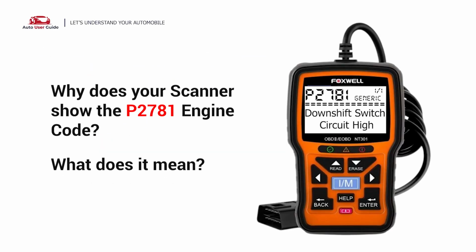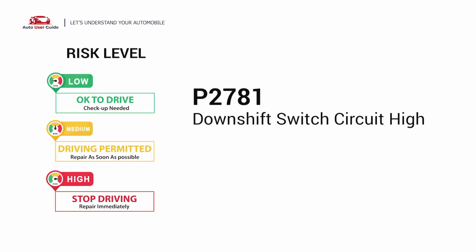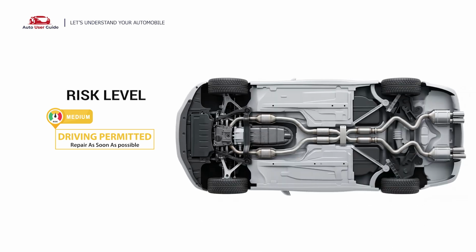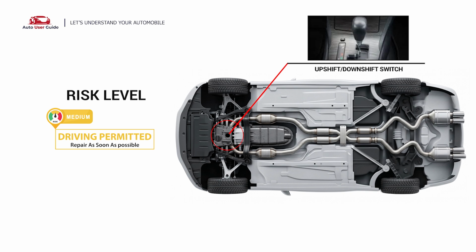Why does your scanner show the P2781 engine code? What does it mean? P2781 is a diagnostic trouble code for Downshift Switch Circuit High. The P2781 engine code indicates your vehicle's computer has detected an abnormally high voltage signal in the manual/sport downshift mechanism. Under this circumstance, short-distance driving is permitted, but your vehicle should be repaired as soon as possible.